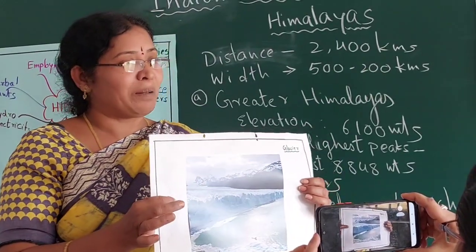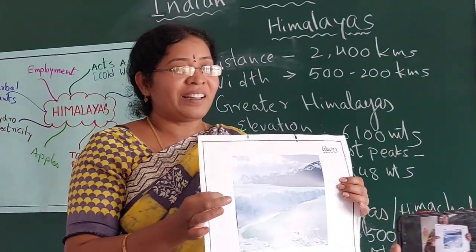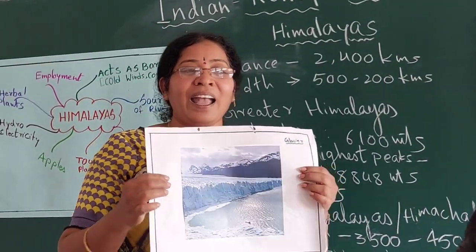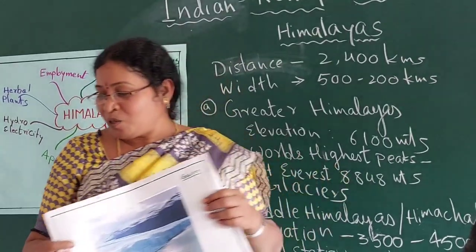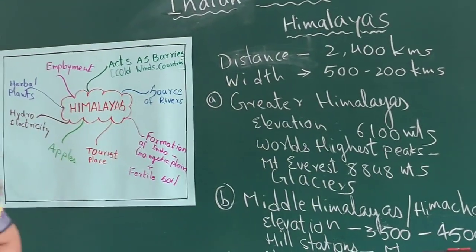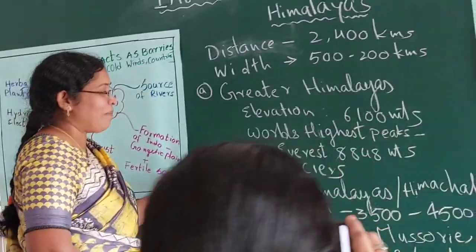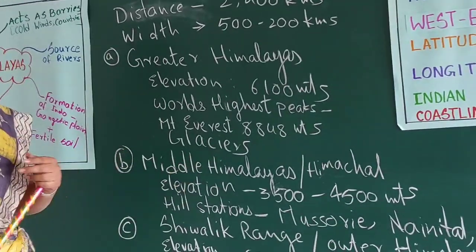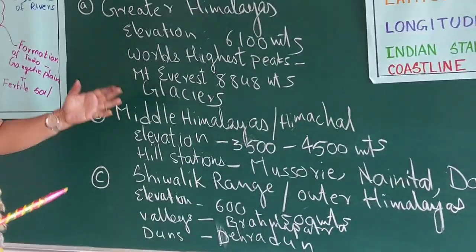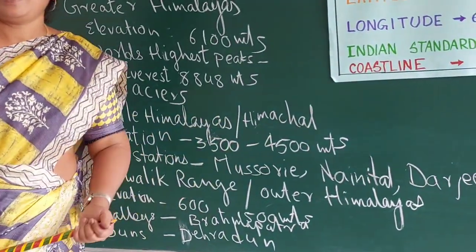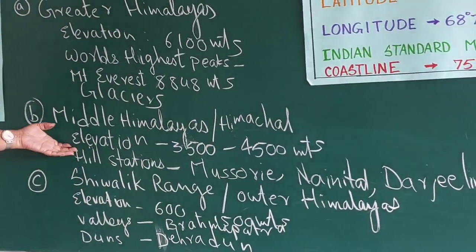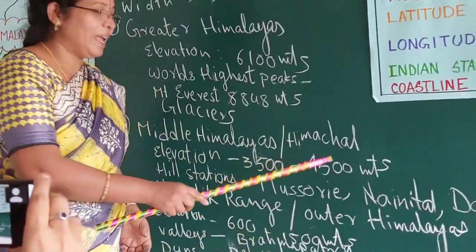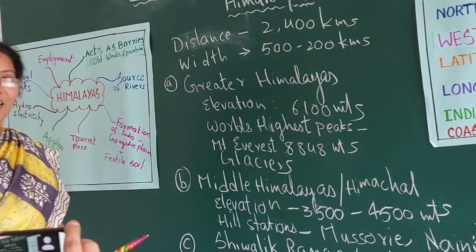And the moment Florence madam stopped, immediately our Devasena DCO madam started saying, Madam, wait, even I have something to share with you all. Madam, in the Himalayas, the second part we have is the Middle Himalayas. We call it the Middle Himalayas, or it is also known as the Himachal. The total elevation of this is 3,500 to 4,500 meters from sea level.